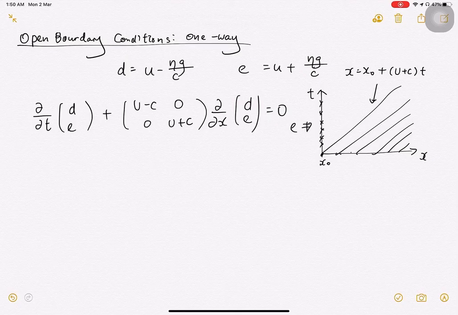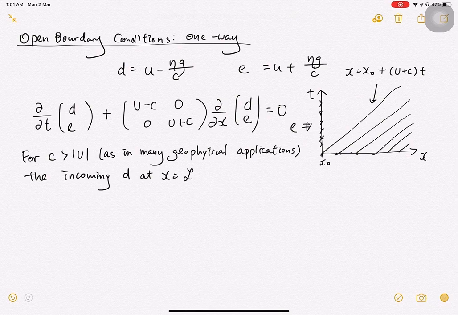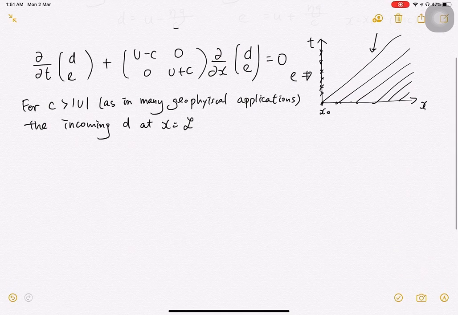Okay, and for C, larger than the value of u, as in many geophysical applications. The incoming d at x equal to L. So by the way, d is incoming on the right hand side.